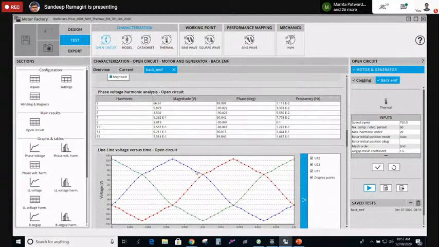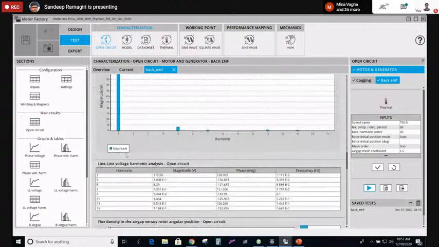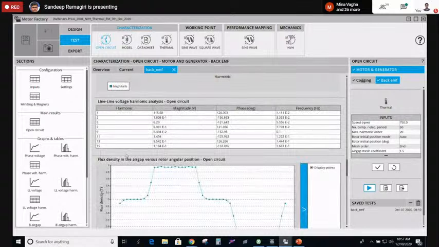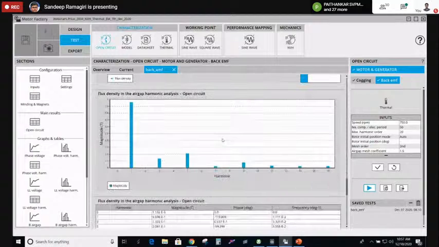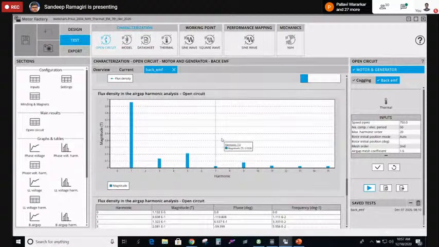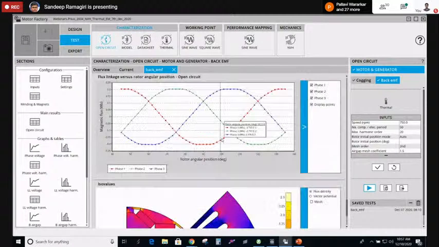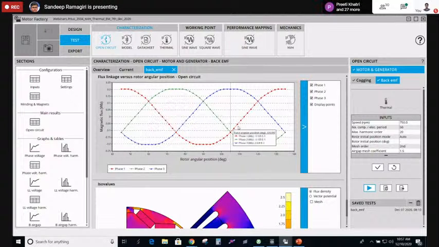Similarly, we can also have a line to line voltages harmonic analysis, and the line to line voltage magnitude corresponding to the particular harmonic. And then this is the flux density in the air gap we can compute. You can see here, which is very important, the harmonic analysis of the flux density. And then we can also have the flux with respect to the rotor angular position. So you can see three-phase flux.